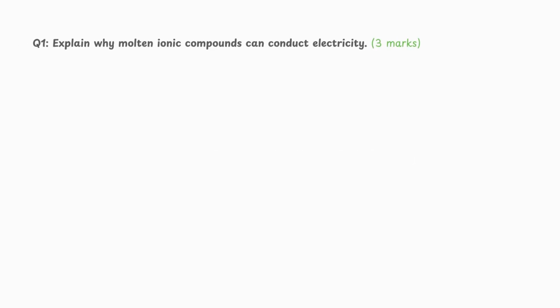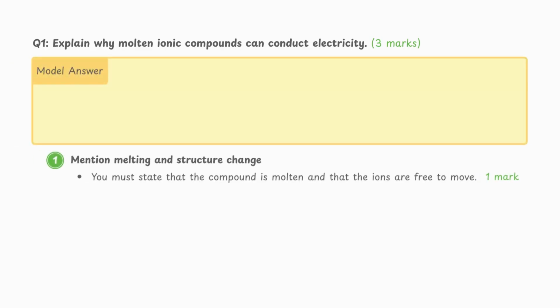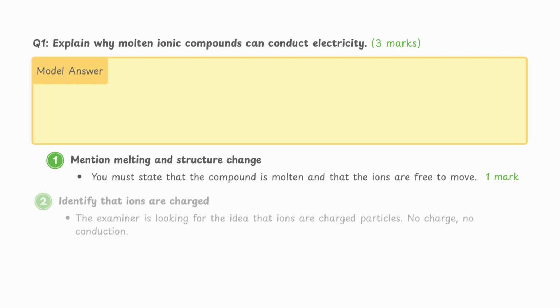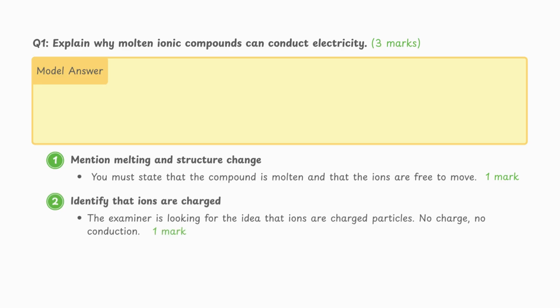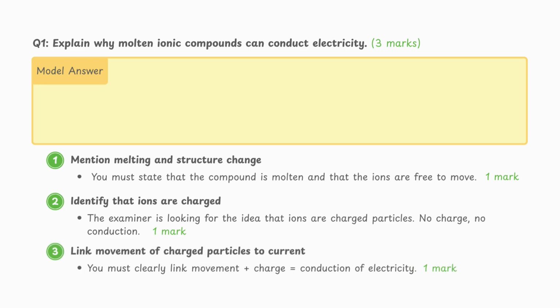Question number 1. Explain why molten ionic compounds can conduct electricity. First, mention melting and the structure change. You must state that the compound is molten and that the ions are free to move. Next, identify that ions are charged particles. The key idea is that ions carry charge. Finally, link the movement of charged particles to the current. You must clearly explain that moving charged ions allow electricity to be conducted.